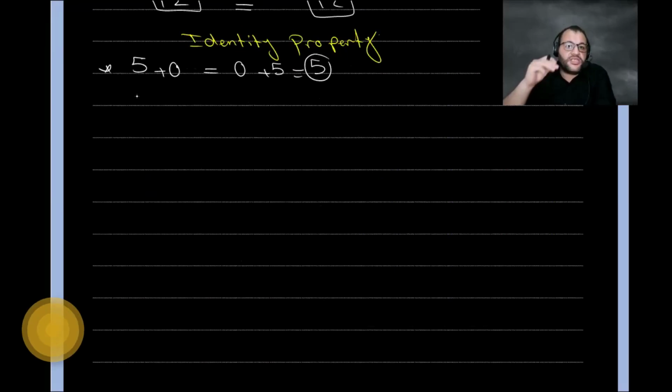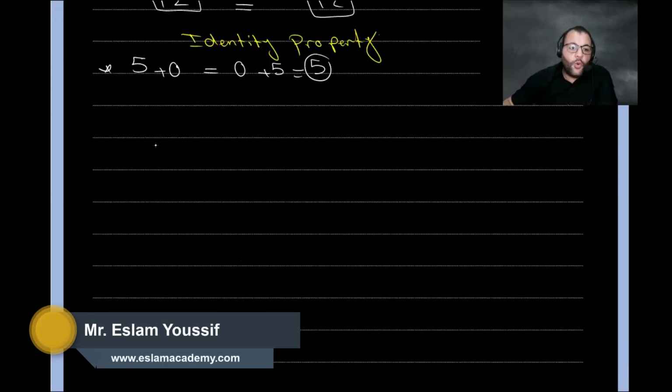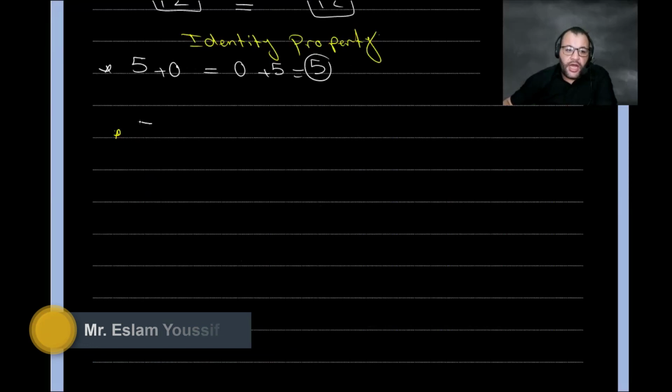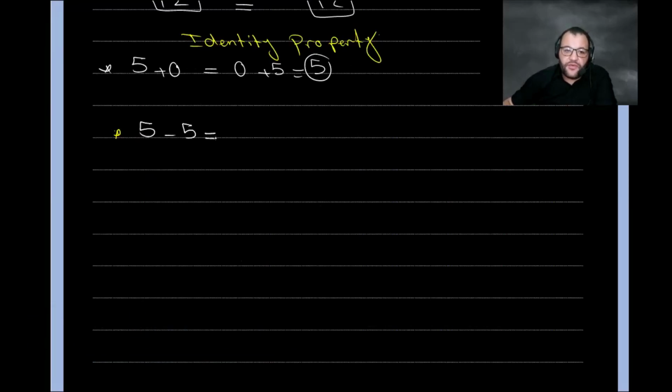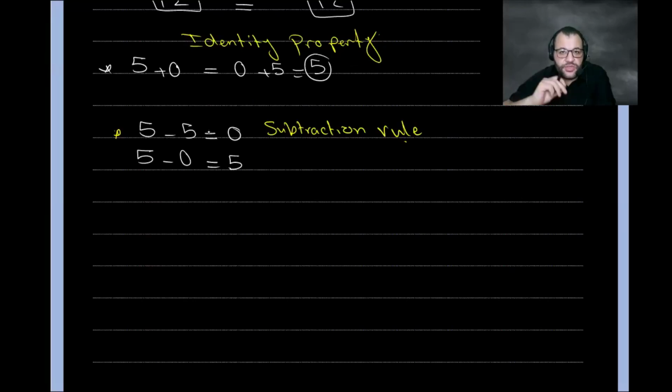Okay, after that, we'll talk about the subtraction rule. When you subtract any number from itself, like 5 minus 5, the answer is 0. If you subtract 0 from any number, the answer will be the same number. Any number minus itself, the answer will be 0. Any number minus 0 will be the same number, and that's defined by the subtraction rule. Any problem for the 4 properties that we said now? Okay, so we can start solving.